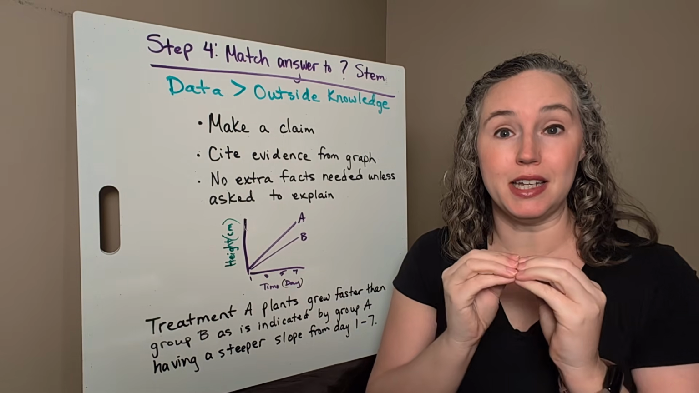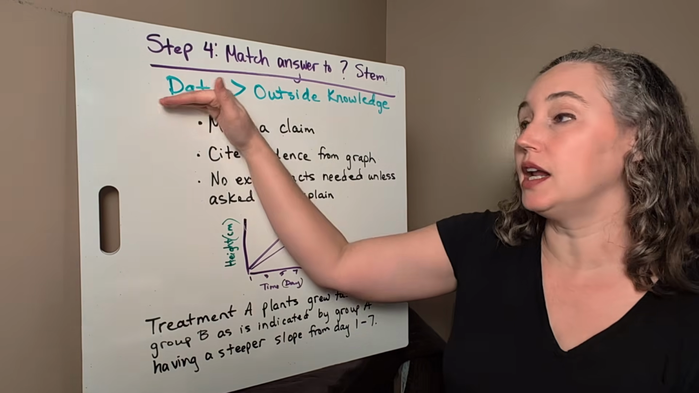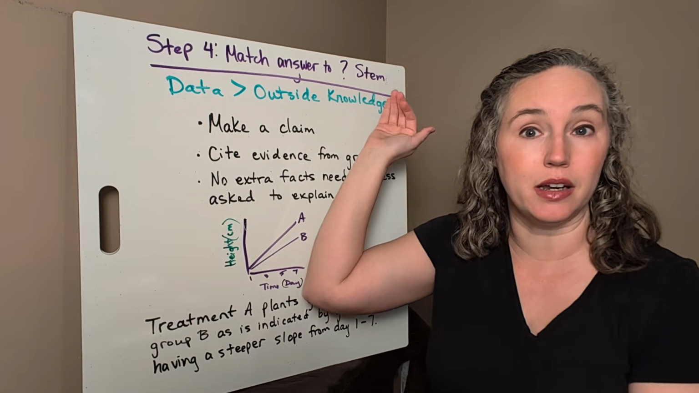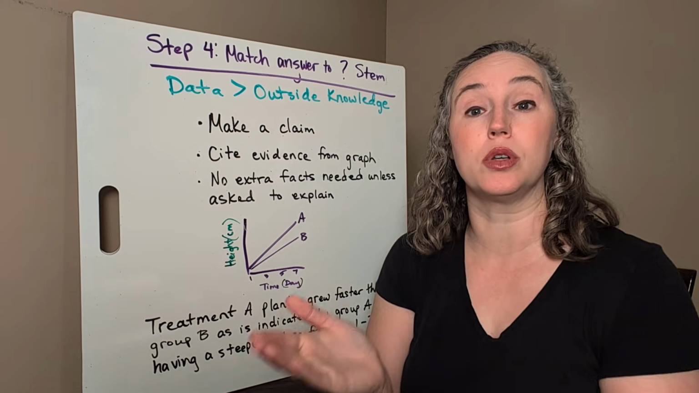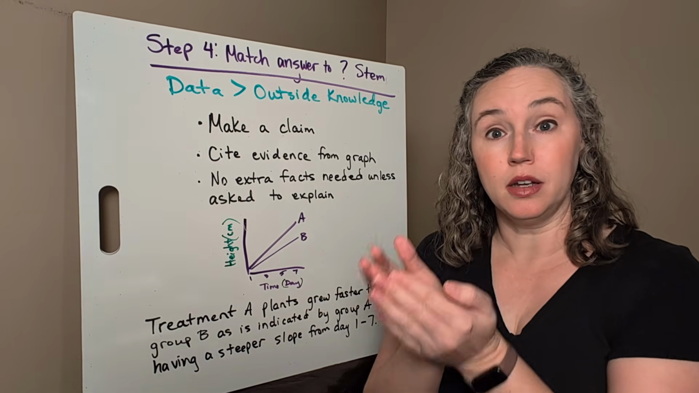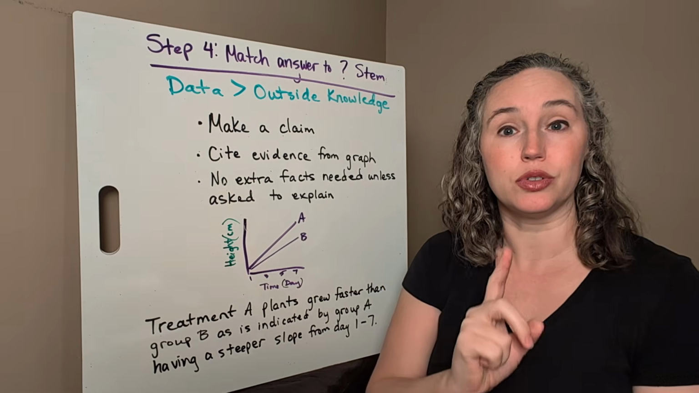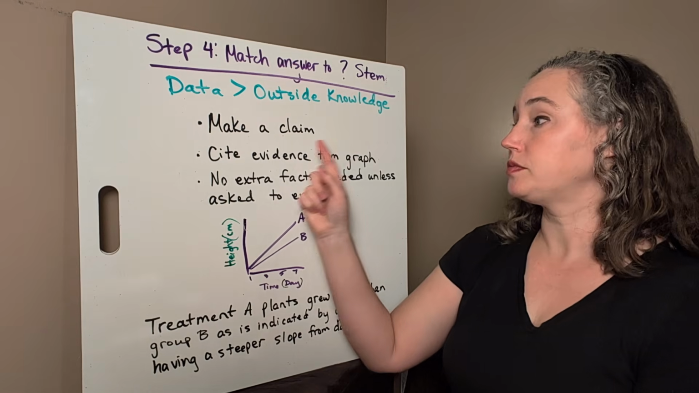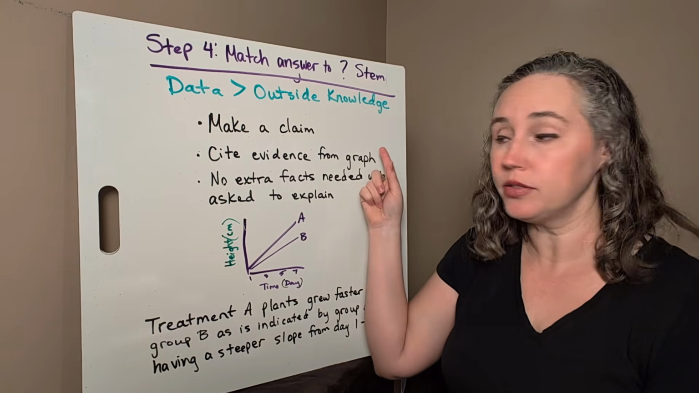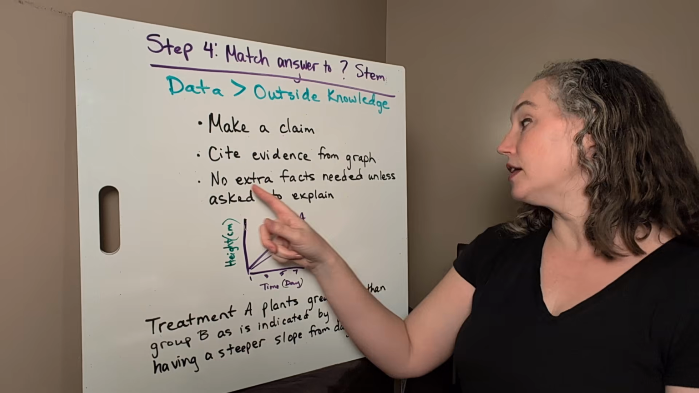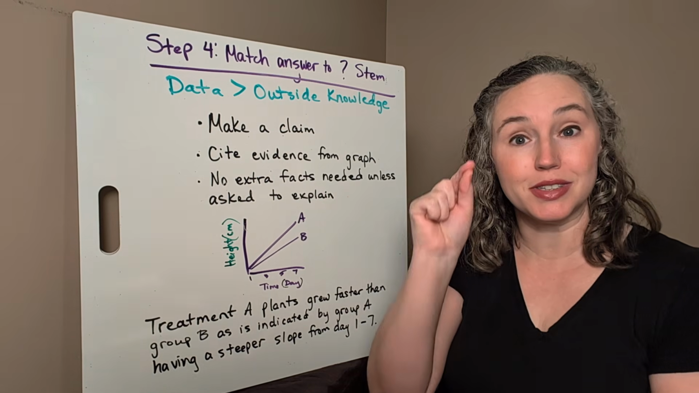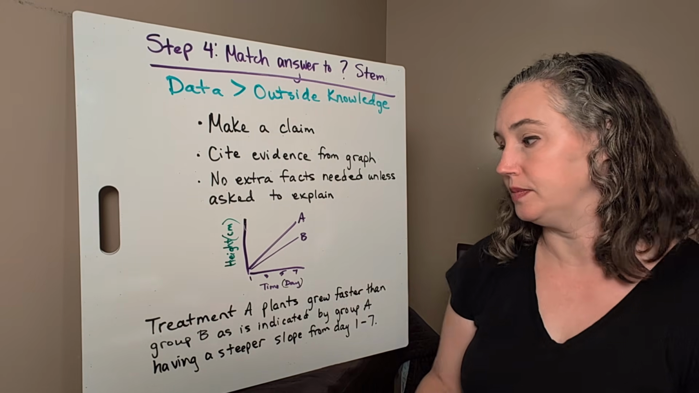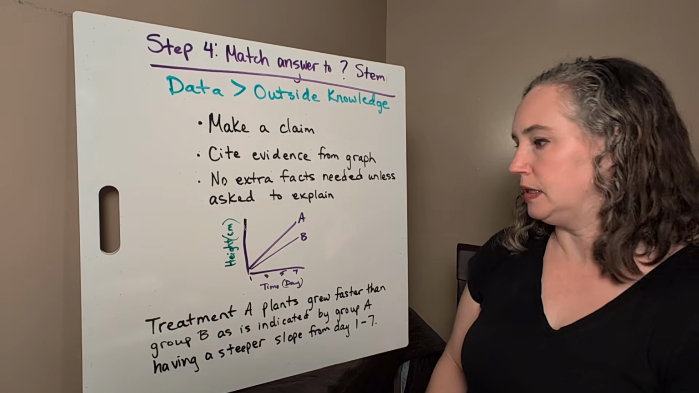And don't forget on these, when you are answering a question, the data that you're being given always outweighs your outside knowledge. Your outside knowledge should be there to help you support, to help you explain, but you want to be sure that when you're answering, your answer matches the data. So you want to make a claim, cite your evidence from the graph. No extra facts should be needed unless the question stem specifically asks you to explain or tell why or how something is happening.